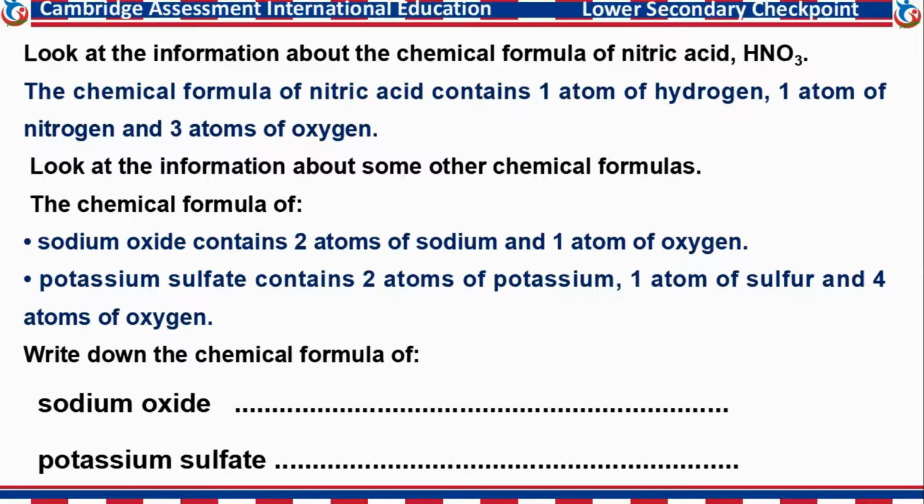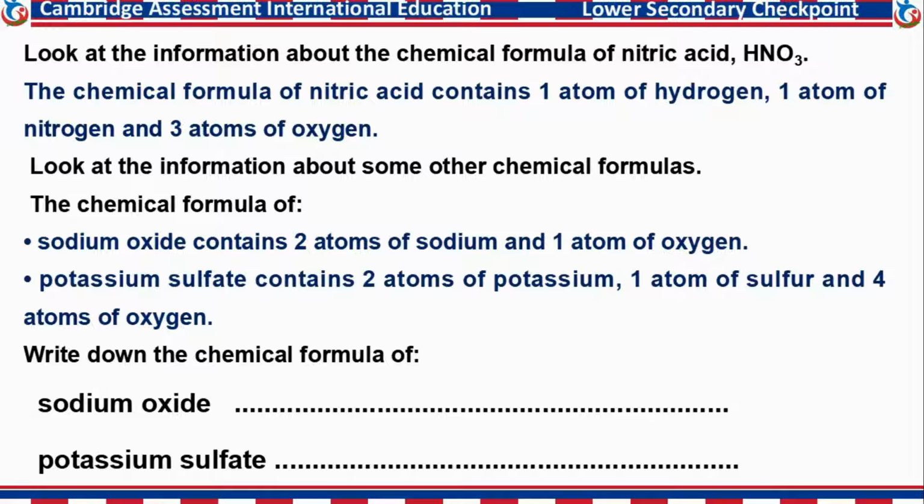Look at the information about some other chemical formulas. Chemical formula of sodium oxide contains 2 atoms of sodium and 1 atom of oxygen. Potassium sulfate contains 2 atoms of potassium, 1 atom of sulfur, and 4 atoms of oxygen. Write down the chemical formula of sodium oxide and potassium sulfate.